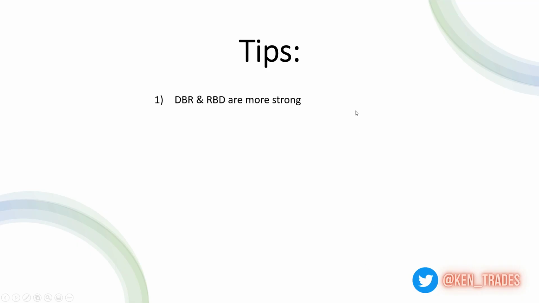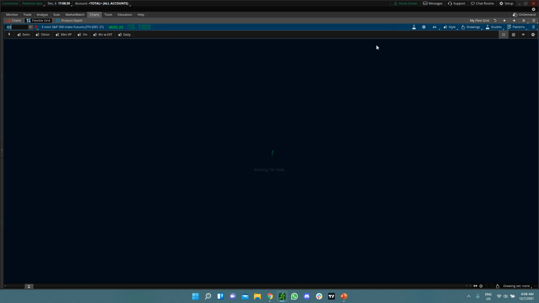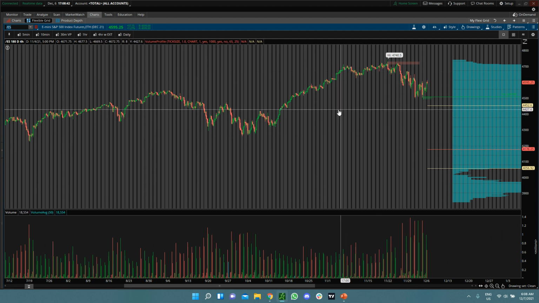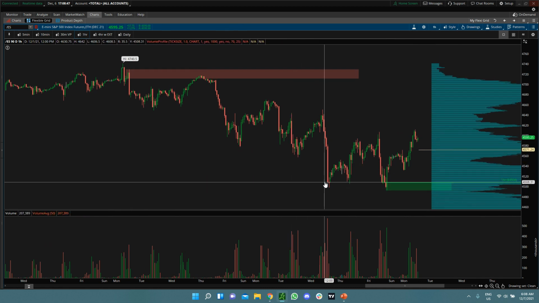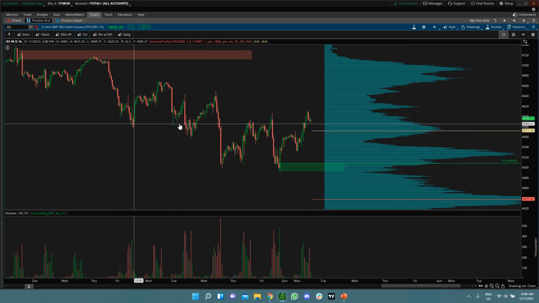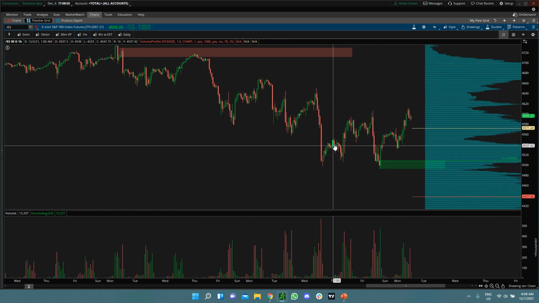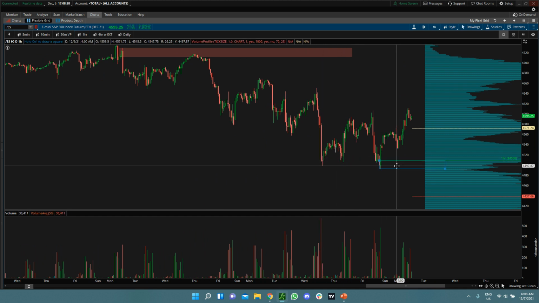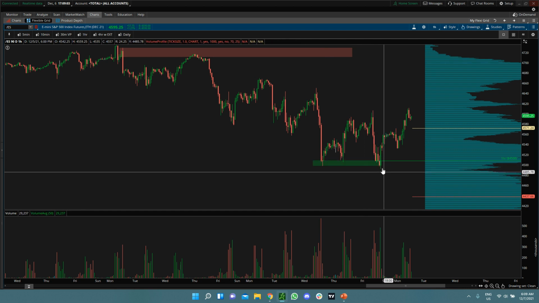First tip: drop base rally and rally base drop are stronger. What do I mean by stronger? For example, let me go to the ES futures. So we see here, drop, we based out, and then we rally again. Maybe this is not a good example. Maybe this, for this drop this week.